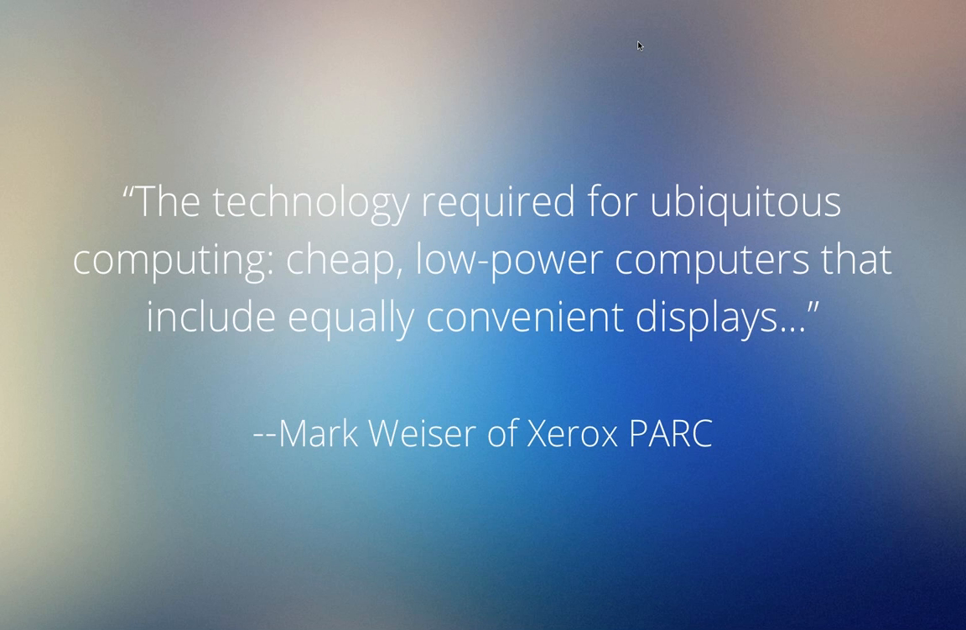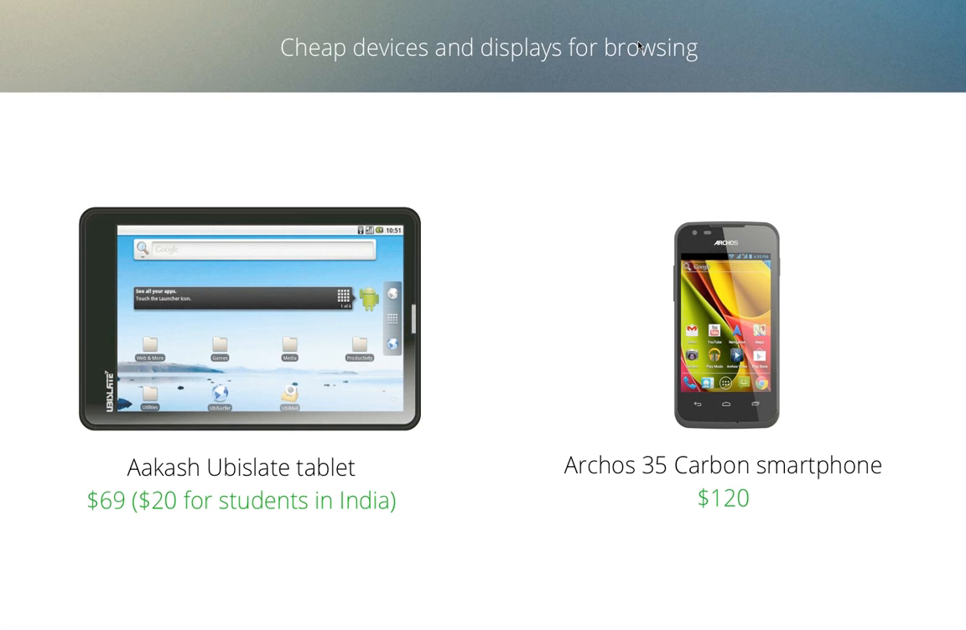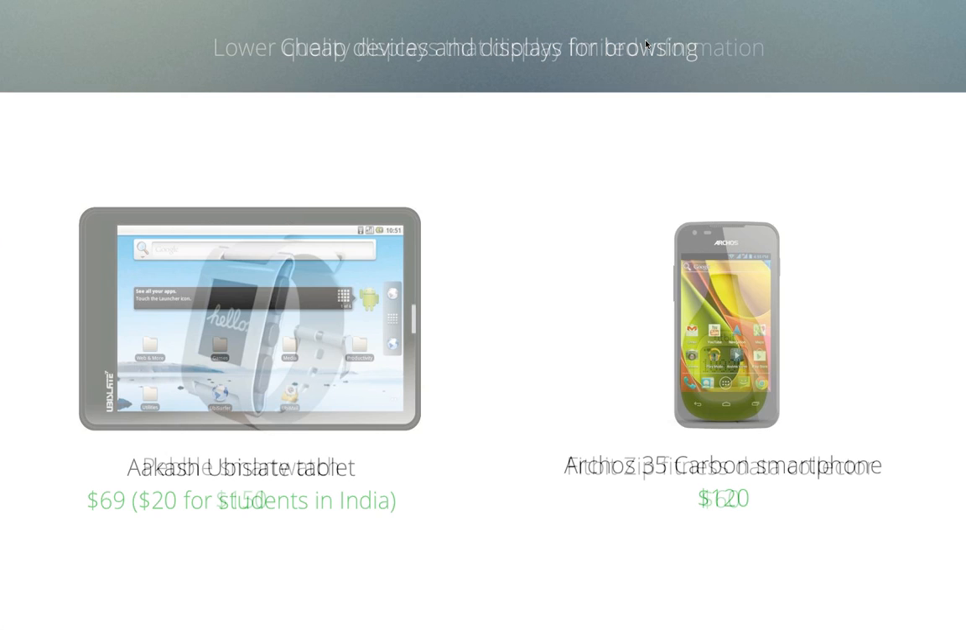Mark Weiser, the guy that I mentioned on the earlier slide, in '91 made this statement: the technology required for ubiquitous computing is cheap, low-power computers that include equally convenient displays. So are we there yet? The Aakash Ubislate tablet was released this year. It's available for $69 US, and it's subsidized by the Indian government, so students there can get it for $20. In Europe, a company called Archos released one of the cheapest Android 4 smartphones, available for $120.